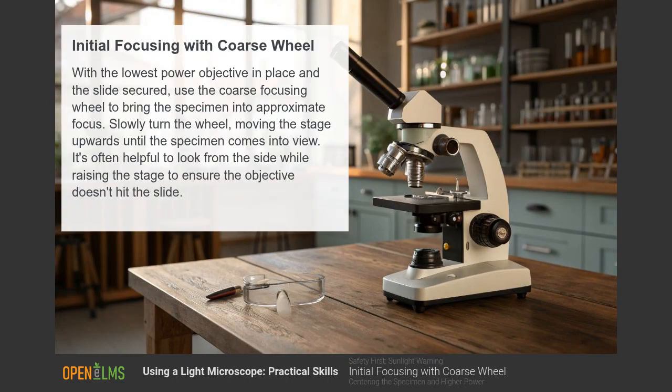Initial focusing with coarse wheel. With the lowest power objective in place and the slide secured, use the coarse focusing wheel to bring the specimen into approximate focus. Slowly turn the wheel, moving the stage upwards until the specimen comes into view. It's often helpful to look from the side while raising the stage to ensure the objective doesn't hit the slide.